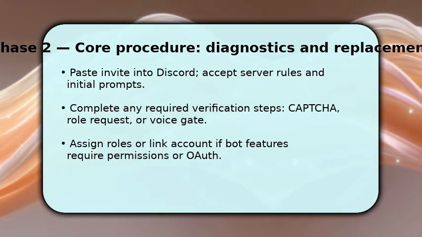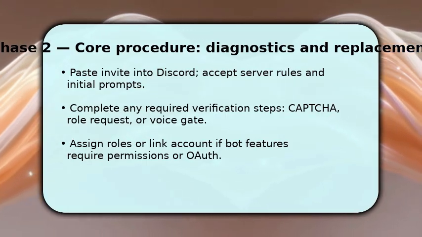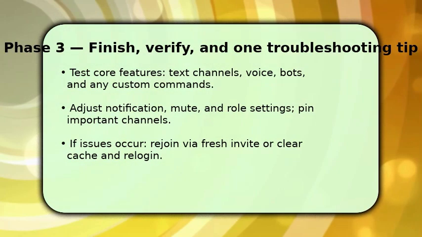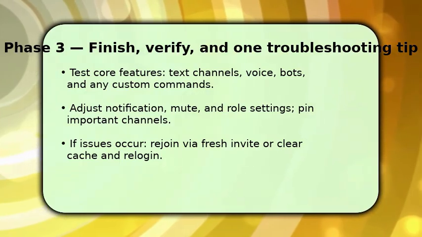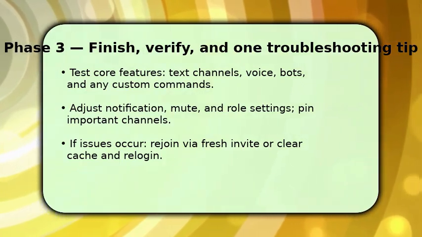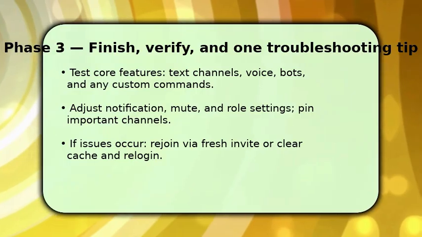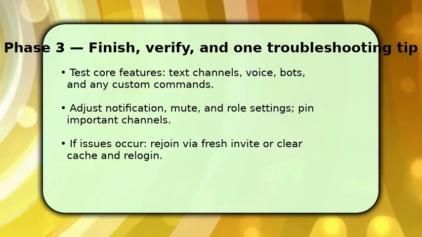Once roles and permissions are settled, adjust privacy and notification settings so you see important pings without unnecessary noise. You finish by testing core features. Send a message, join voice, and trigger any Bong bot commands to confirm functionality. Then, tune notification, mute, and role settings so you only get alerts you care about. Pin essential channels for quick access.